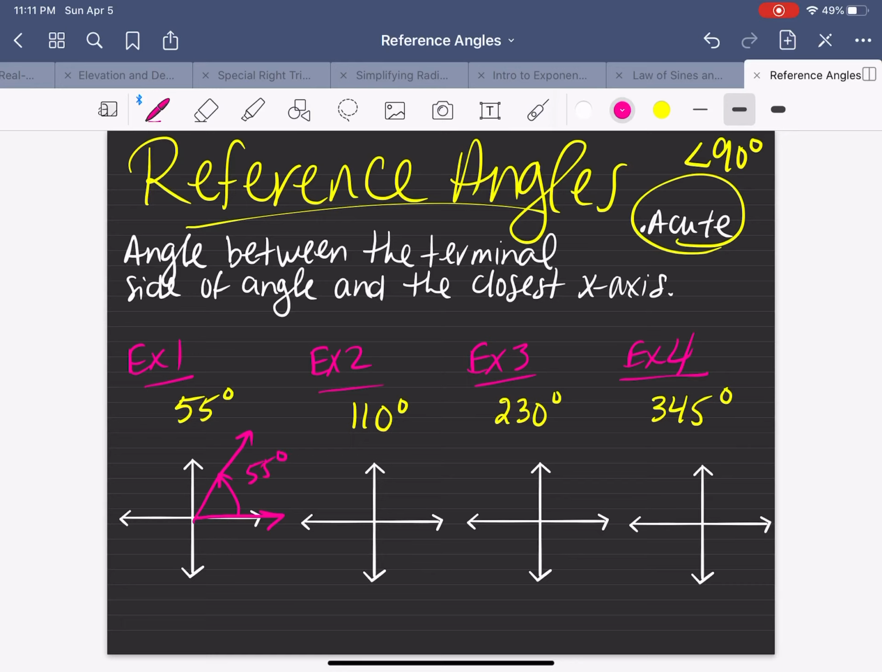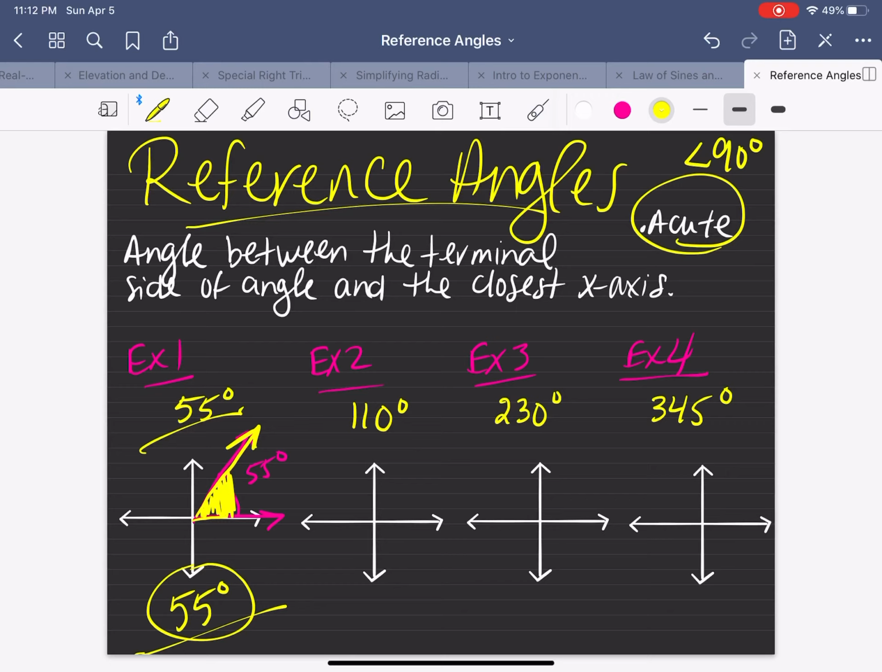So let's go back to the definition. A reference angle is the angle between the terminal side, which is this right here, and the closest x-axis. As you can see, the yellow line is the terminal side. The closest x-axis is this one here. So this is the angle that we are trying to find. And notice that we just graphed that angle. That angle is 55 degrees. In other words, if your angle lies in the first quadrant, which 55 did, your reference angle will be exactly the same.